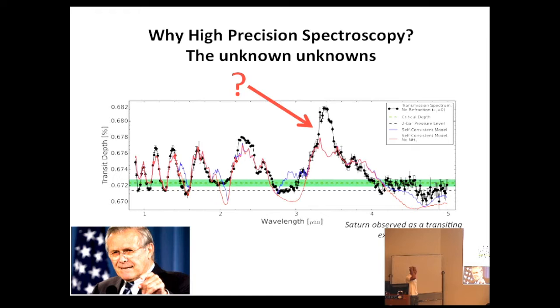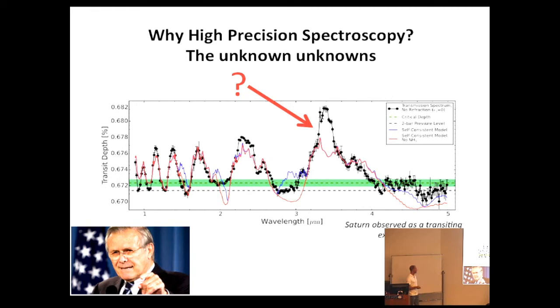And you wouldn't see this, right? You wouldn't know that this is there if you had just broadband photometry or poor quality spectroscopy. So high precision spectroscopy allows you to unambiguously identify the chemical species that you're trying to see, and also identify chemical species that were not expected. And one of the points I was trying to make yesterday is we should expect the unexpected in planetary atmospheres. All the planets of our solar system with substantial atmospheres have a lot of unique qualities that would be difficult to predict a priori.